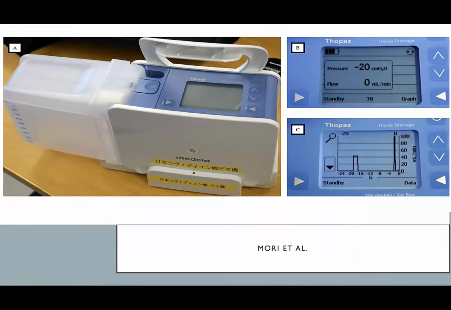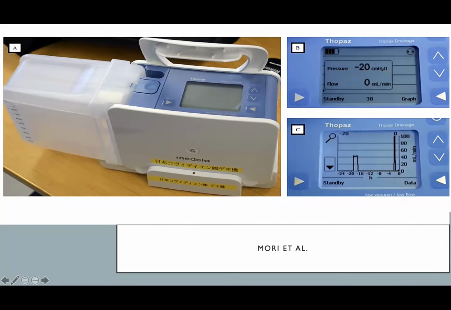So this is the Topaz, or Medela, that we are commonly using. It is composed of a canister with the tubing system that is usually connected here to the computerized machine. Basically, you first have to calibrate the Topaz, also called Medela, before connecting it to the chest tube of the patient.